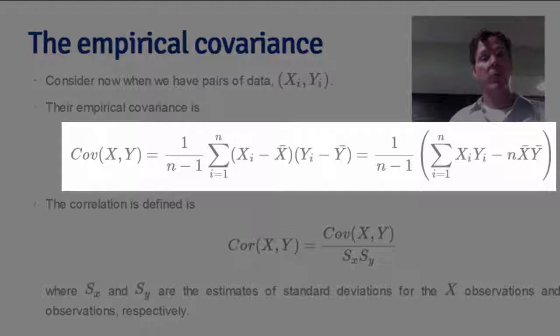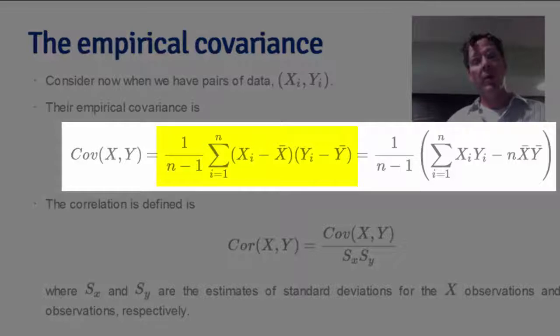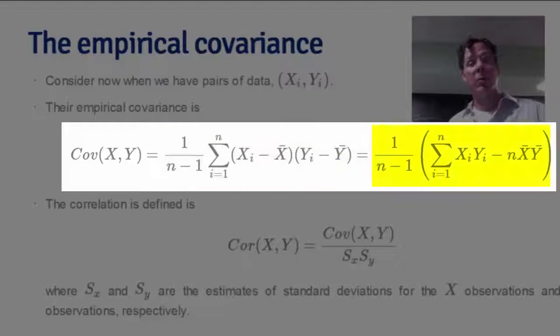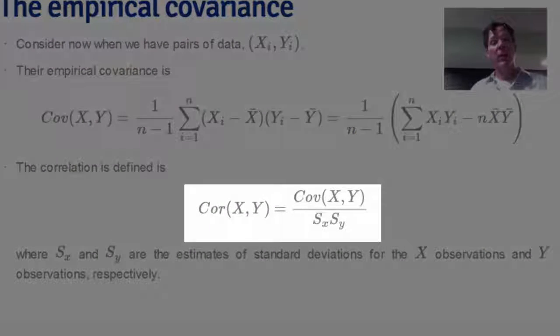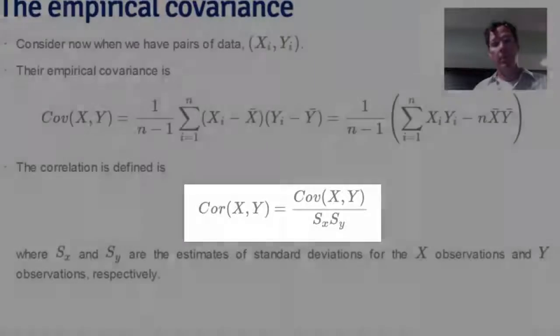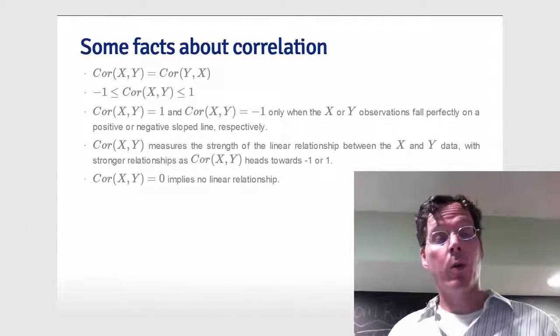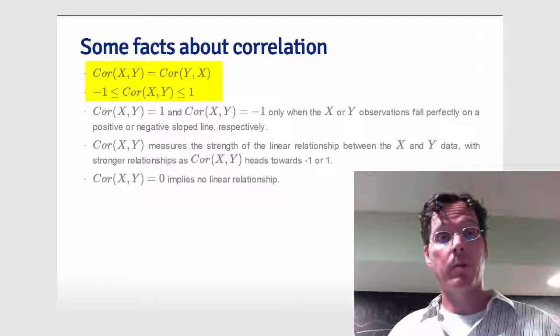Then we just define the covariance between x and y as 1 over n minus 1, summation of the x deviations around their mean times the y deviations around their mean. I give a shortcut formula over there. The correlation is simply the covariance standardized into a unitless quantity. So the correlation is the covariance of x and y, which has units of x times units of y, and then we divide by the standard deviation of x and the standard deviation of y, and we get a unit-free quantity. And we'll end our whirlwind tour of notation with some basic facts about correlation.